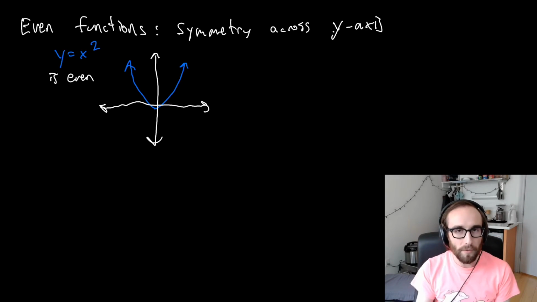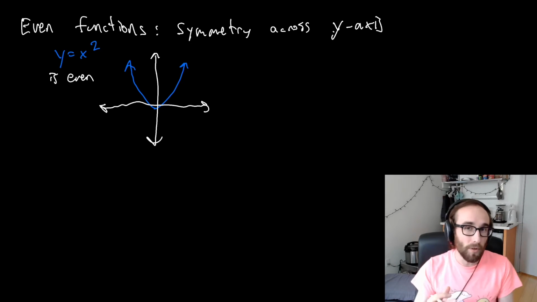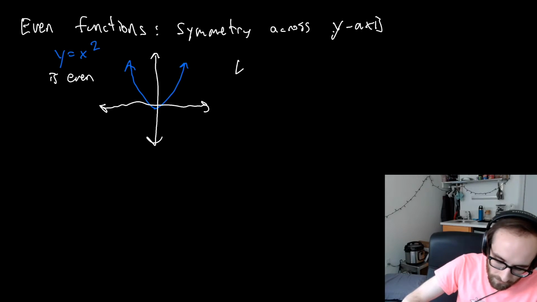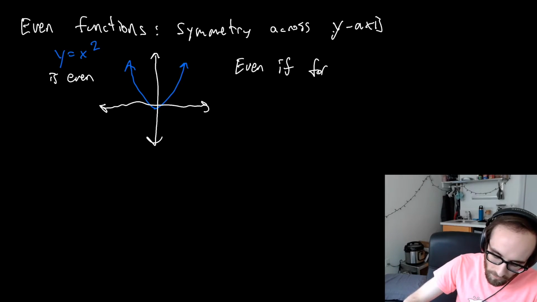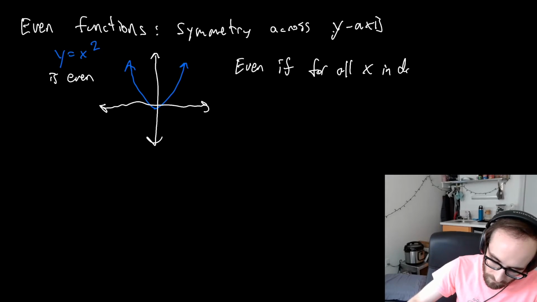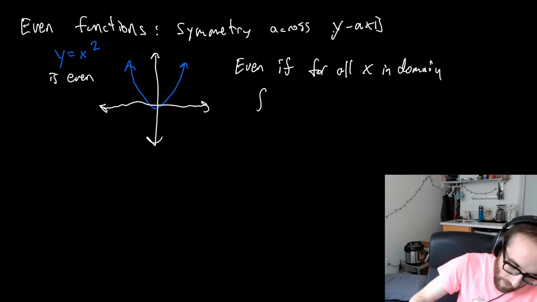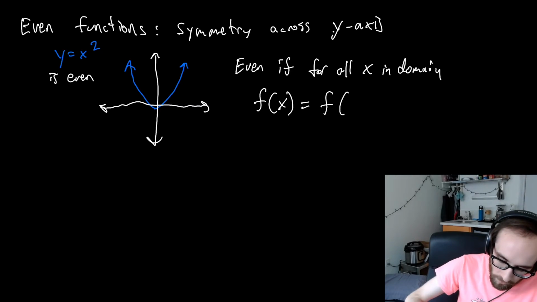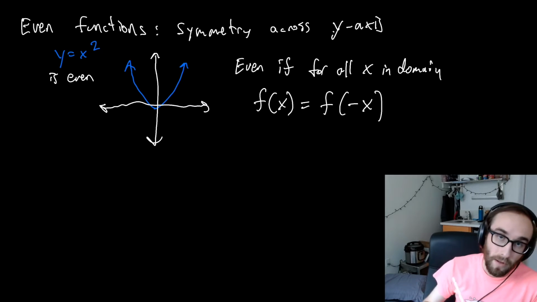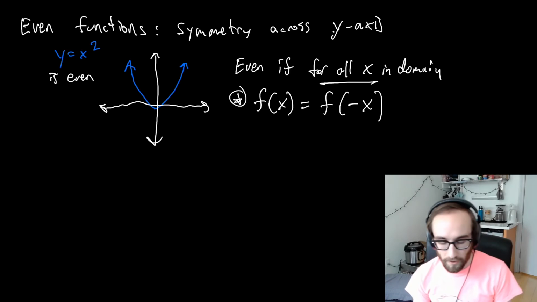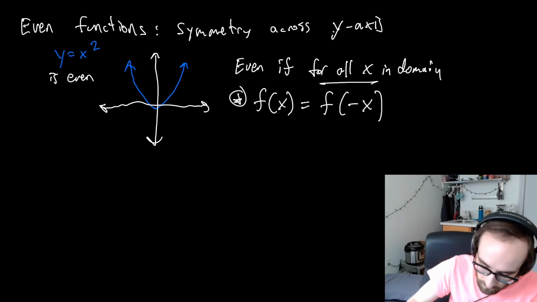We can also define it using algebra, or using the equation that we're given. And specifically, a function is even if for all x values in its domain, the output of any x value is equal to the output of the negative of that x value. So if this is true for all x values in the domain, then we have an even function.